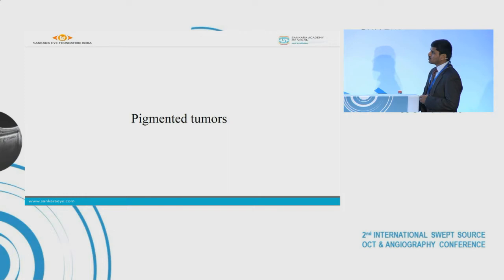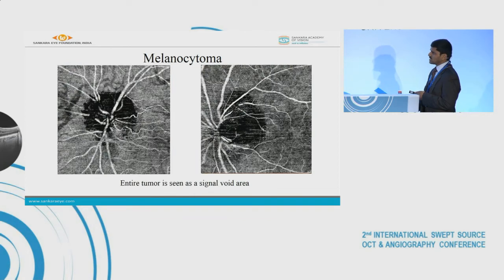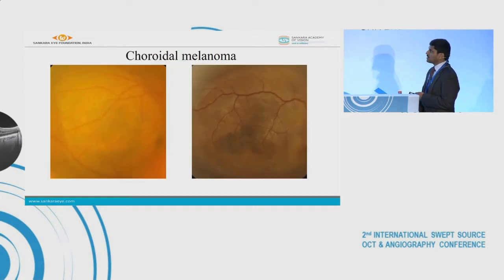Coming to the pigmented tumors, this is a fundus photograph of an optic disc melanocytoma. On OCT-A, we can see that the entire melanocytoma is seen as a signal void area. There is hardly any vasculature seen. This is probably due to the low vascularity of the tumor and also the fact that they are heavily pigmented and may be casting a shadow.